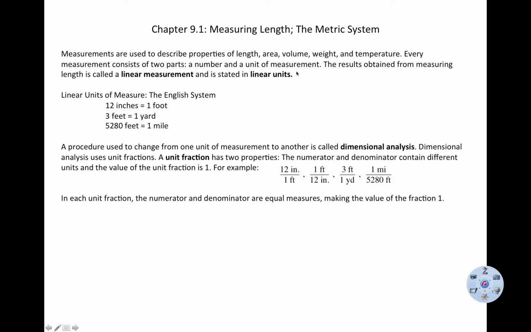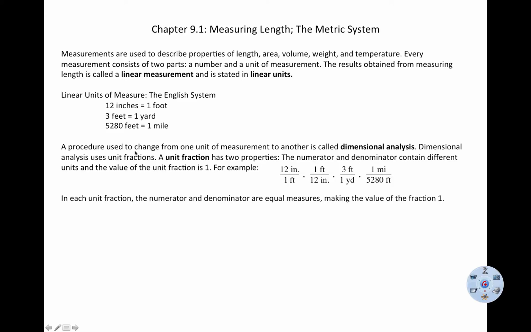The results obtained from measuring length is called a linear measurement and is stated in linear units. So here are some linear units of measure in the English system. 12 inches equals 1 foot, 3 feet is 1 yard, 5,280 feet is 1 mile.